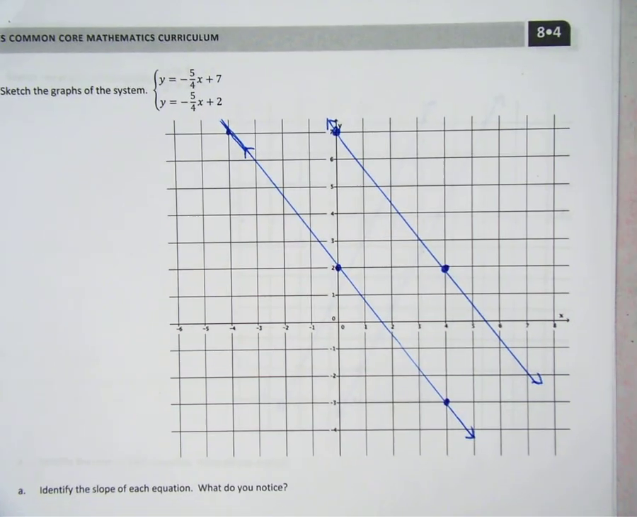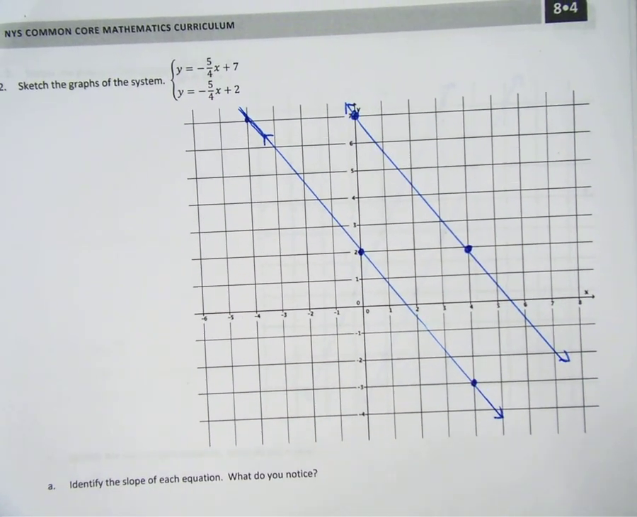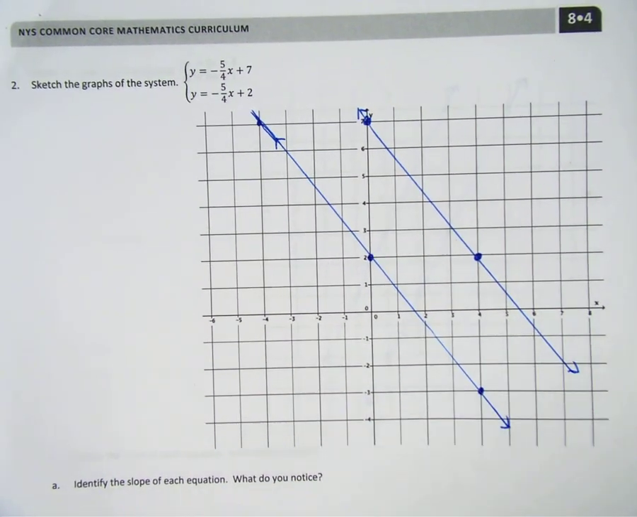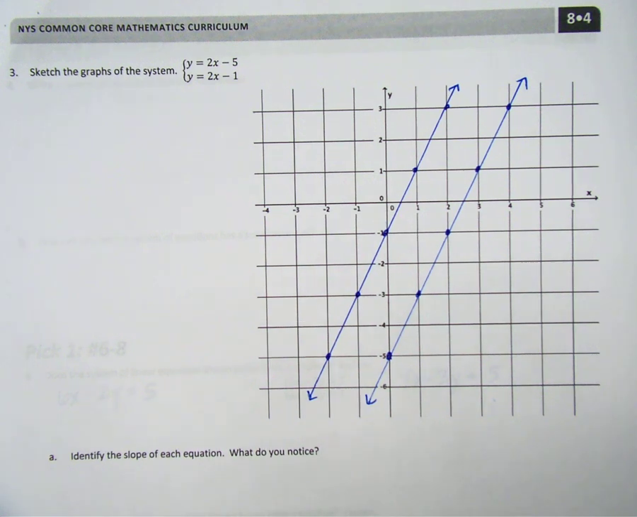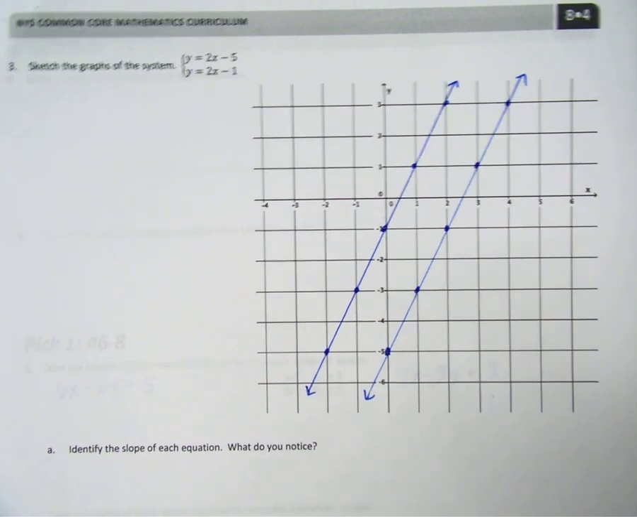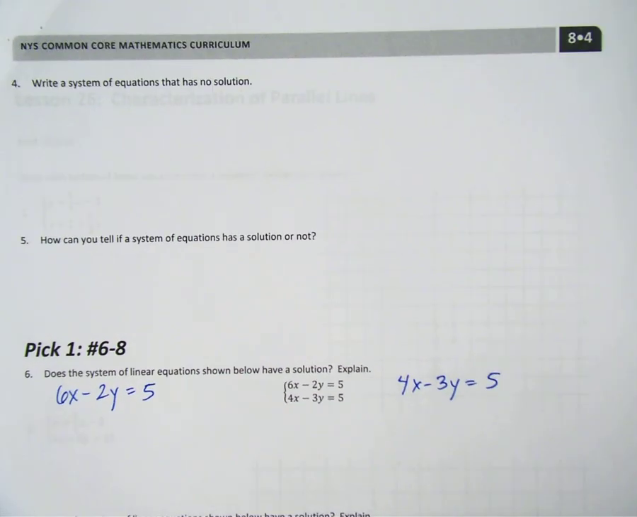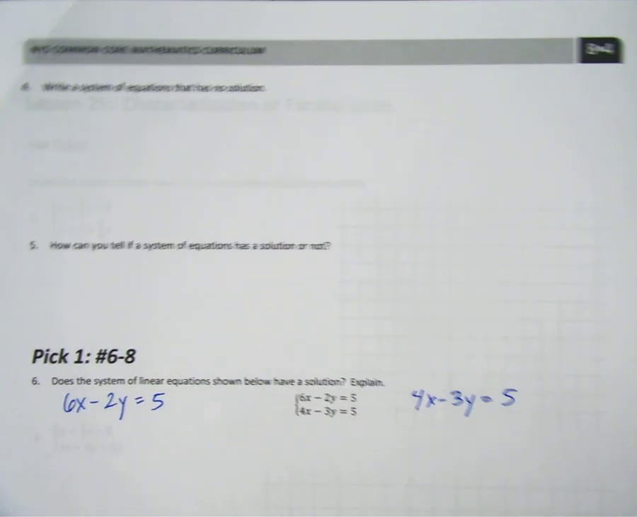Okay, so here's what your two graphs should look like for number 2. Here's what your two graphs should look like for number 3. And again, make sure you're answering these questions, but you don't need my help for that. Or if you do, you can raise your hand.